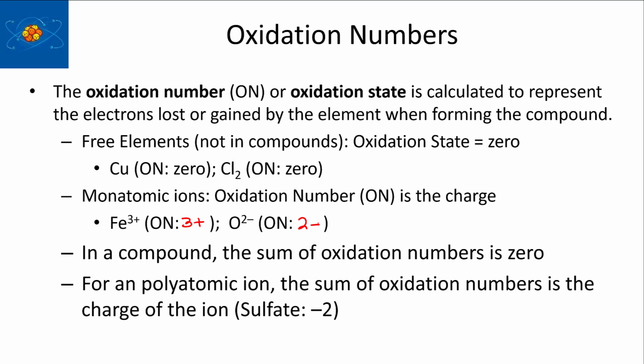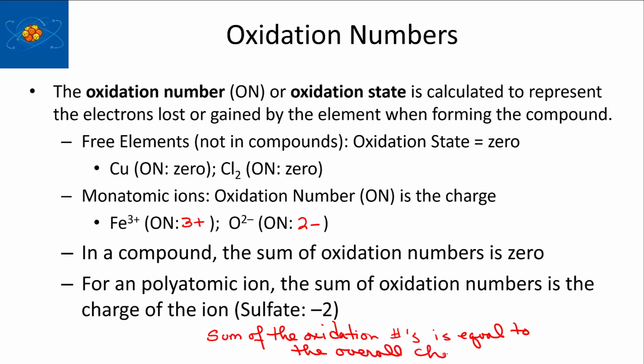So I'm going to write it like this. The sum of the oxidation numbers is equal to the overall charge. So that means for compounds that overall charge is 0, but for polyatomic ions, the charge is whatever the charge is of that polyatomic ion.